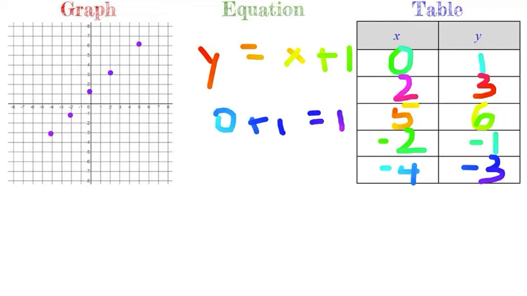Don't forget that your equation or your table or your graph is going to have infinite points, right? There are infinite combos of x and y. We just chose and tested 5 points to see what the shape looks like, and now we can finalize our graph by connecting it. Okay? So that is what our graph should look like.